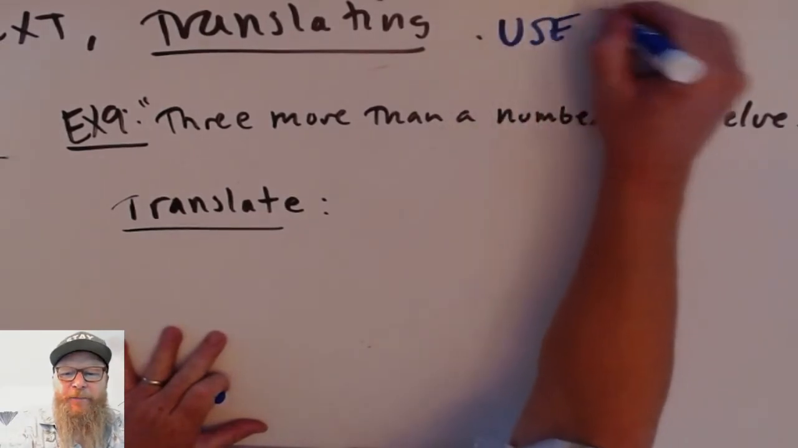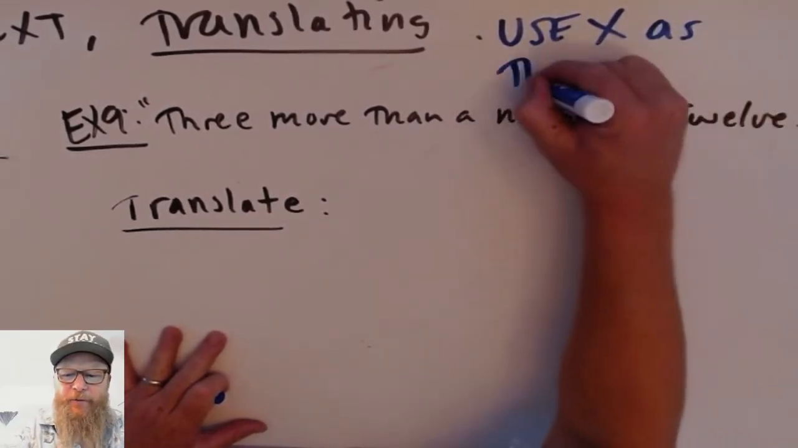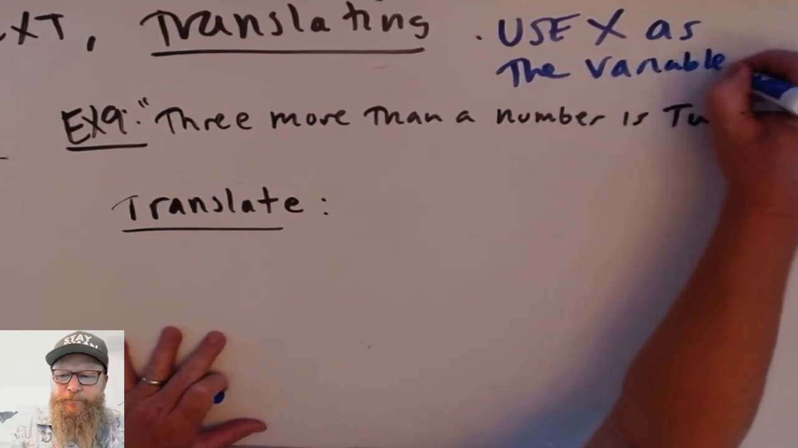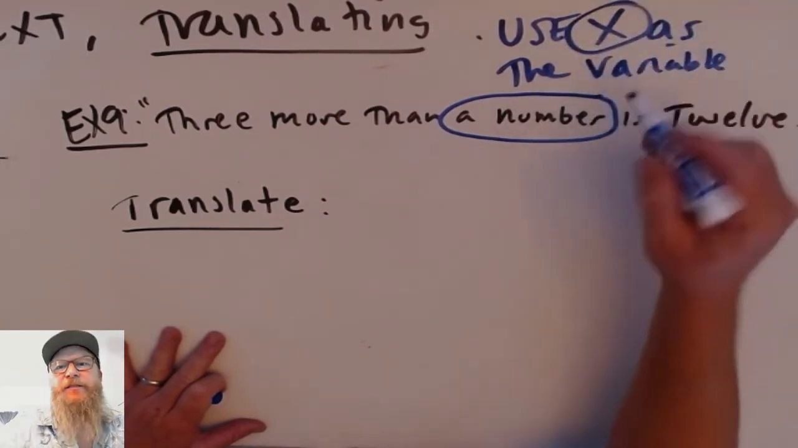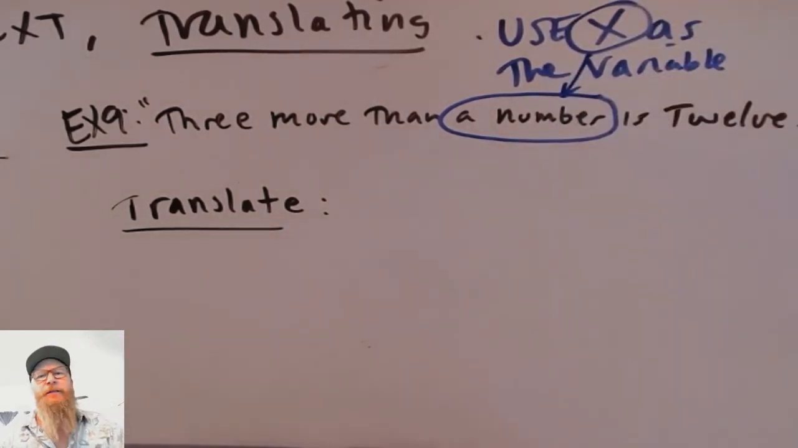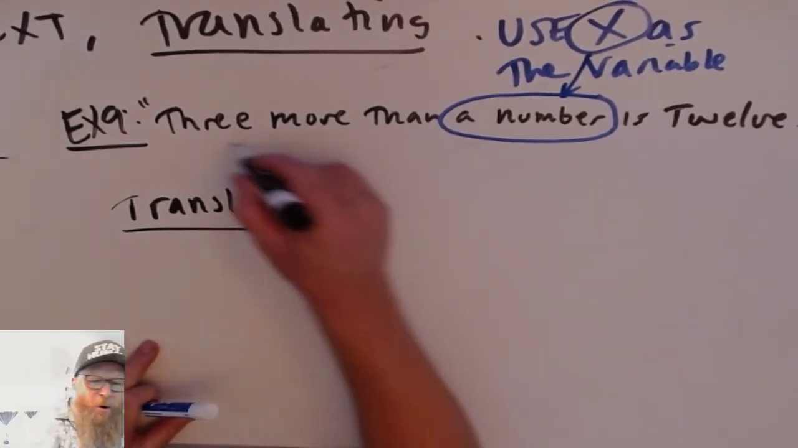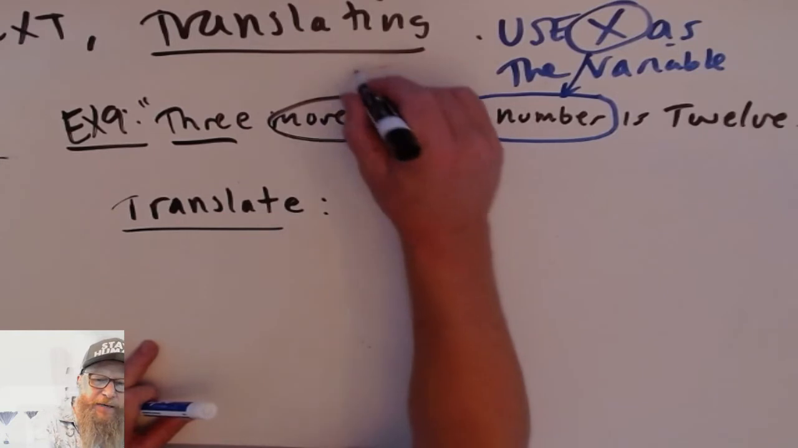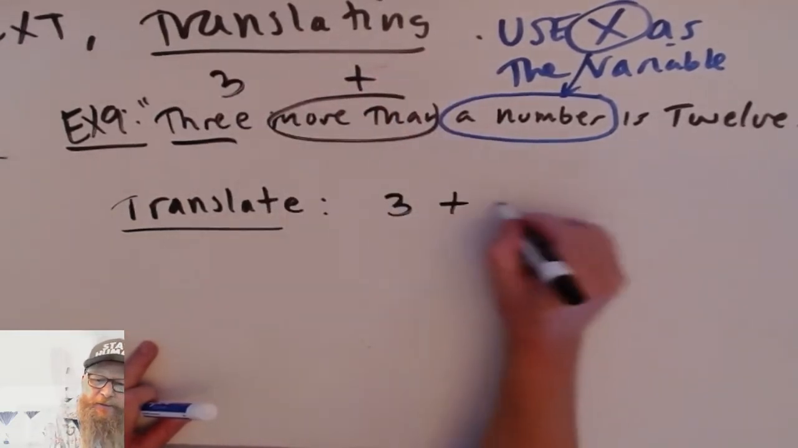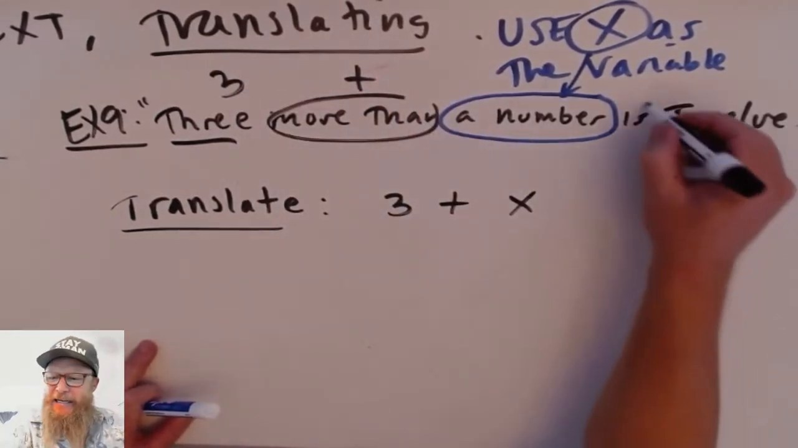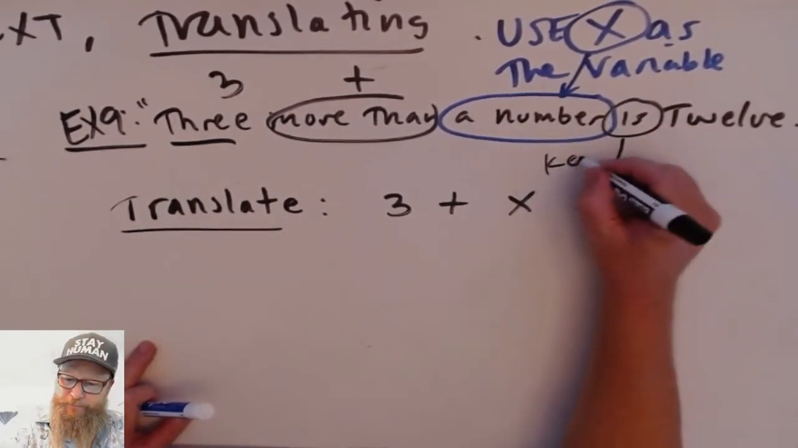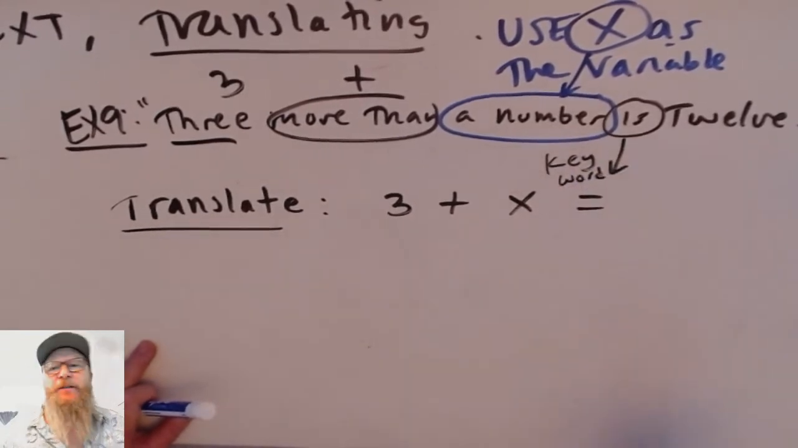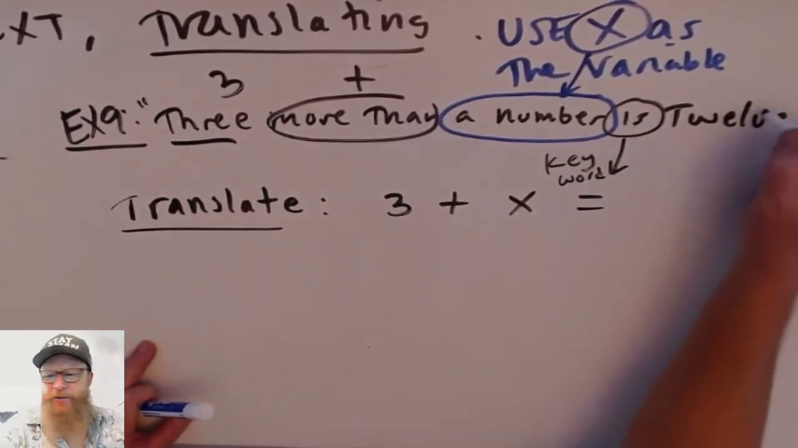For all of these examples, we're going to use x as the variable. So whenever you see a number, that's going to be x. All right. So I've got 3 more than. More than means plus. Is, keyword there is. So look for the word is, and then 12.